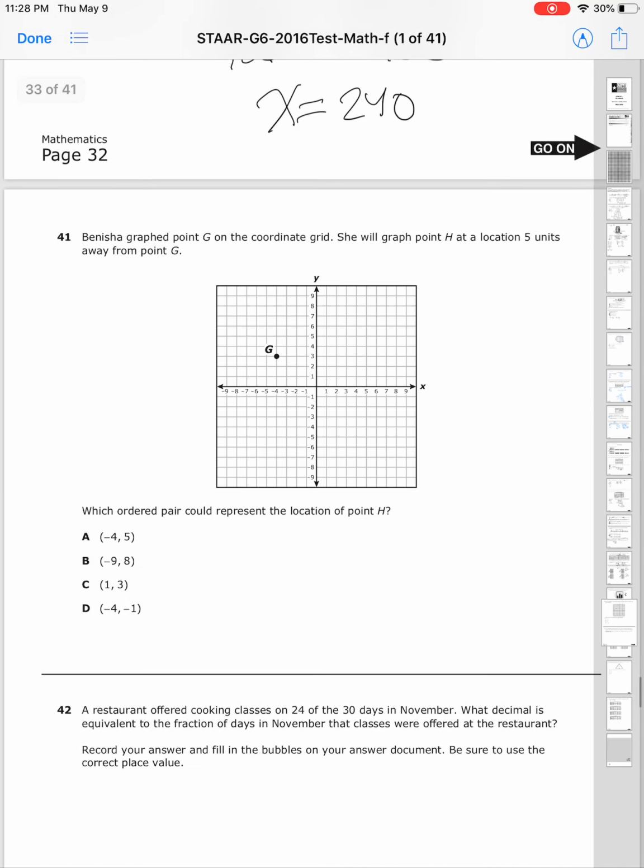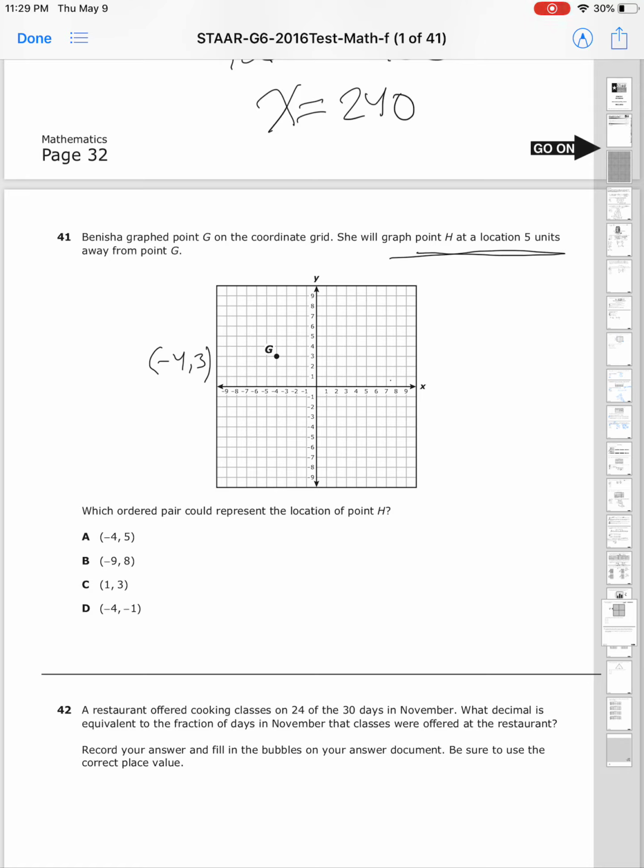All right, moving on. Number 41, which ordered pair could represent the location of point H? So I'm trying to see what the ordered pair would be if it's 5 units away from point G. If I look here, point G is at -4 and 3. I'll write this here, -4 and 3 is point G.